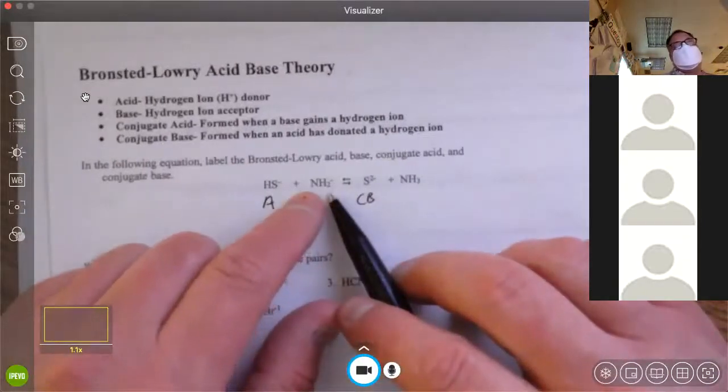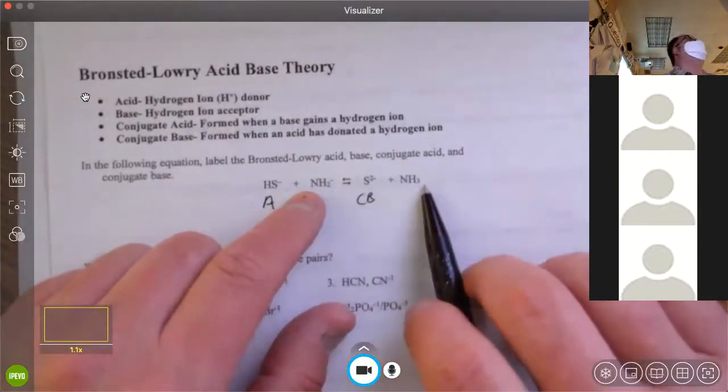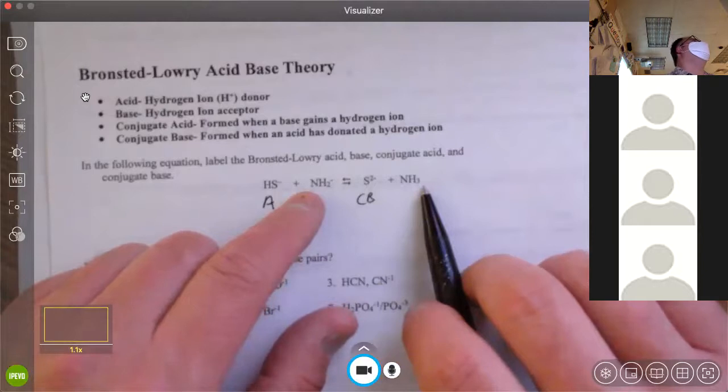NH2 negative goes to NH3. So what do we have here?